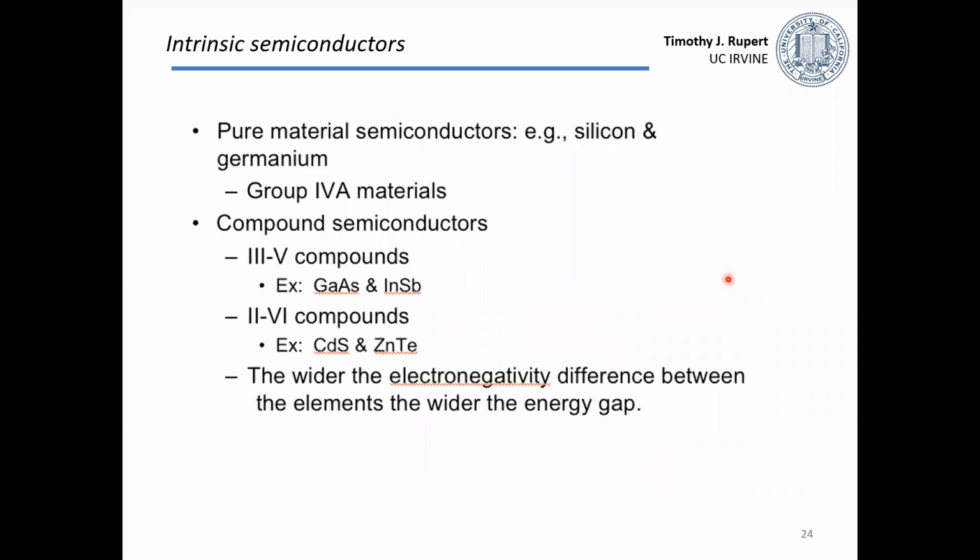Intrinsic semiconductors are materials that have this behavior by themselves. Silicon and germanium are good examples of single element systems that have this type of behavior. You can also find lots of compounds, such as gallium arsenide, indium selenide, cadmium sulfide, and zinc telluride. Generally, the wider the electronegativity difference between the elements, the wider the energy gap.